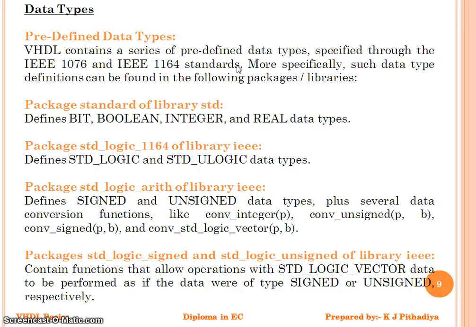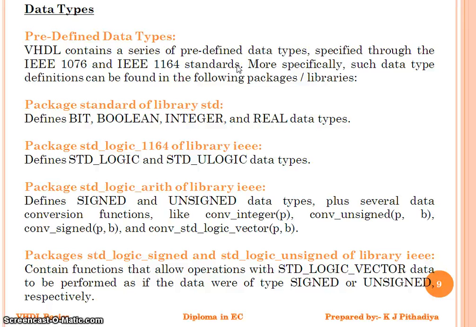VHDL contains a series of predefined data types specified through IEEE 1076 and IEEE 1164. In any VHDL programming, normally we are using the IEEE 1164 package. The package is shown below. The package standard of the library standard defines the bit, boolean, integer and real data types. So we are using one of them.